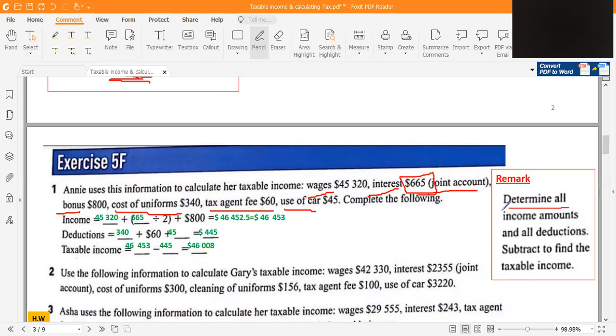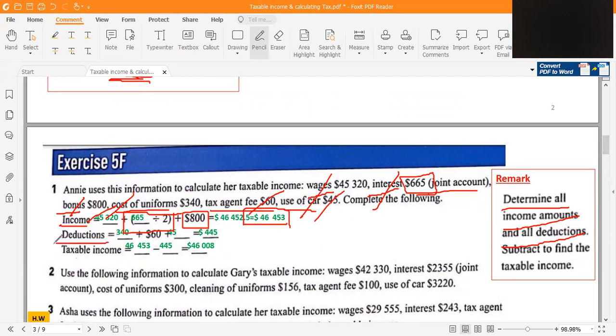First we determine all income amounts: wages, interest, bonus. We add the wages, we divide the interest on the joint account by 2, and we add the bonus. We obtain the total income. Then we determine all deductions: the cost of uniforms, tax agent fee, and use of car. We add these three amounts to obtain the tax deduction.